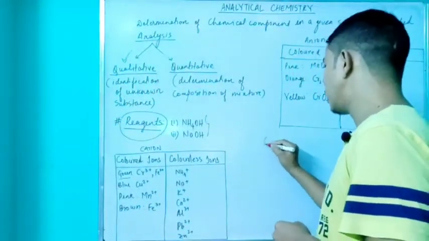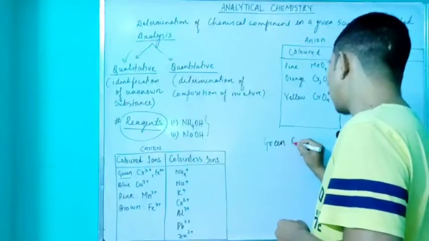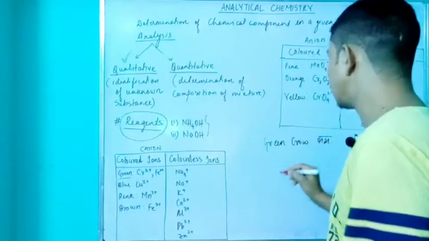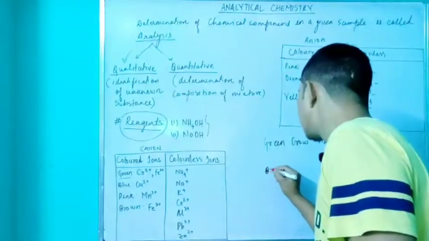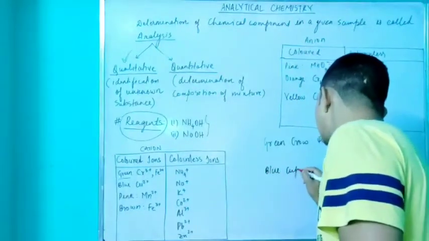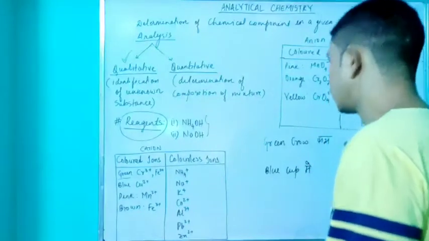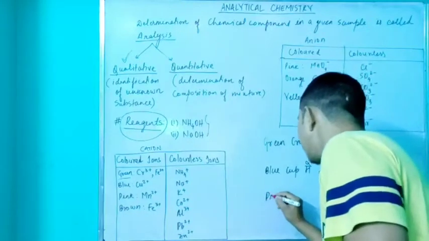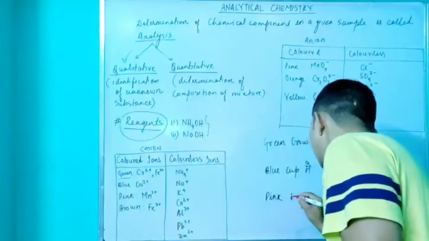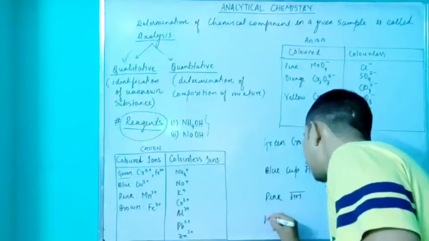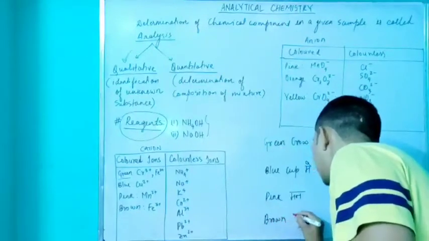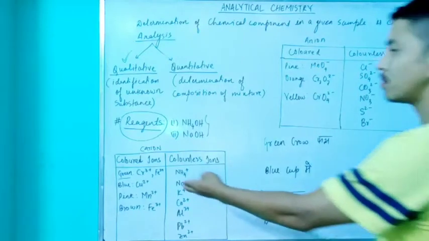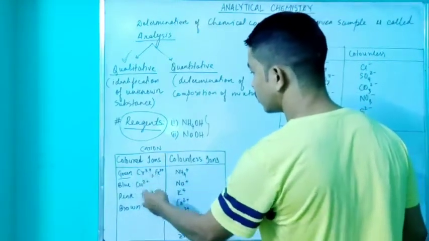You will remember this: the green crow Fasa, blue cup, and then pink man, and then brown Fe3+. If you remember this, you will be remembering the names of all of these five cations.